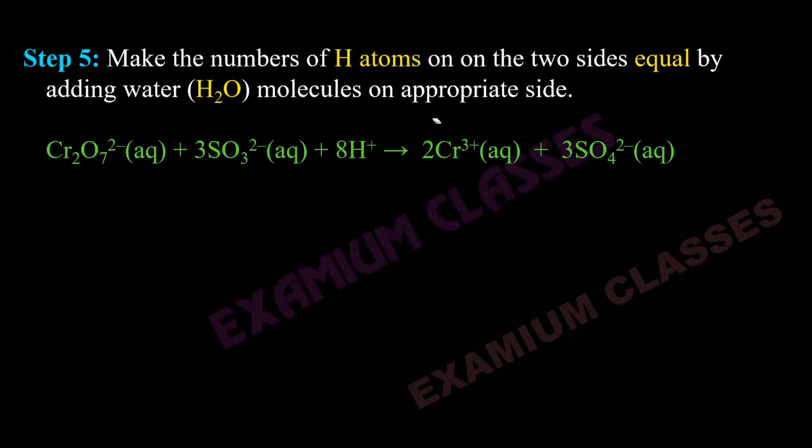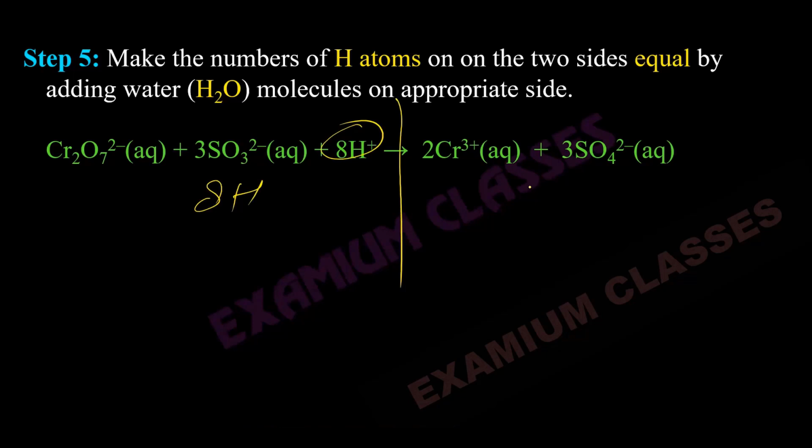And how do you balance it? You balance it by adding H2O molecules on the appropriate side. So if you have excess hydrogen atoms on the left-hand side, you will add H2O on the right-hand side. If you have excess hydrogen ions or hydrogens on the right-hand side, you will add water molecules on the left-hand side. Here, if you see, I have 8 hydrogens on the left-hand side. Total 8. Dichromate ion doesn't have any hydrogen. Sulfite ion doesn't have any hydrogen. I have only 8 hydrogens on the left-hand side.